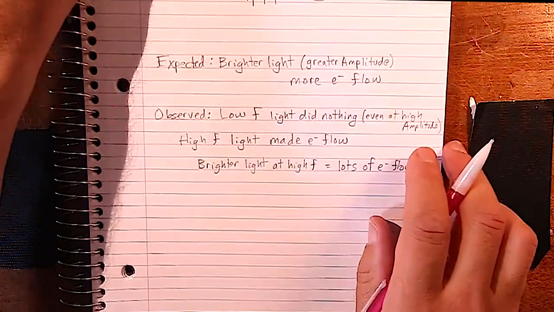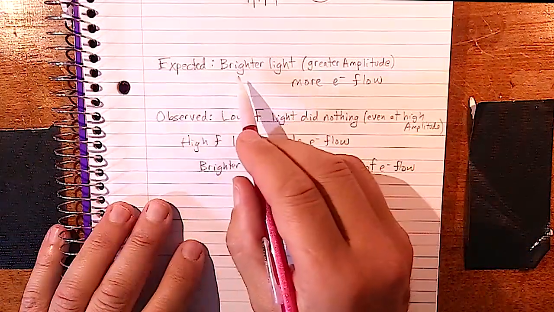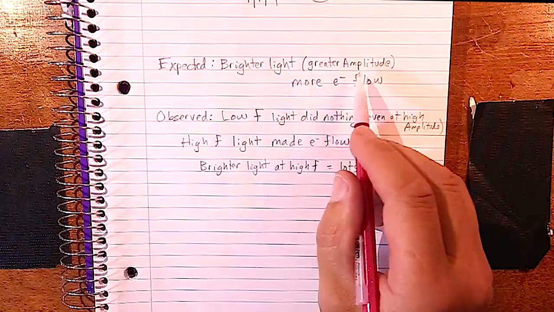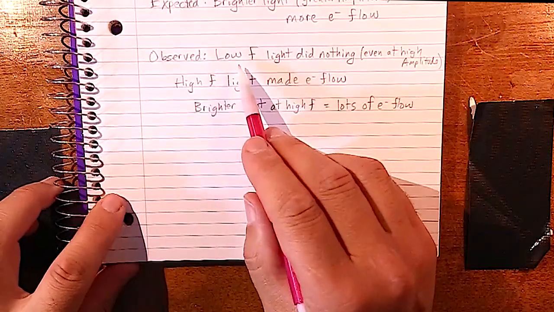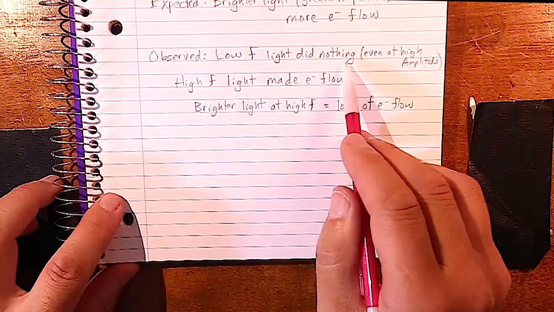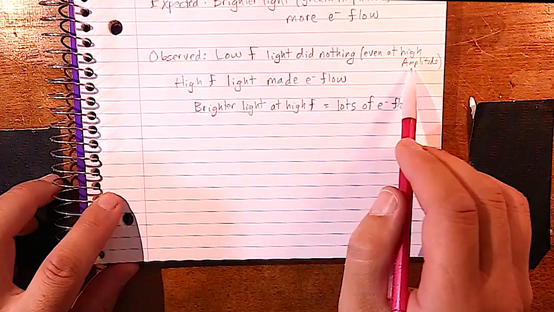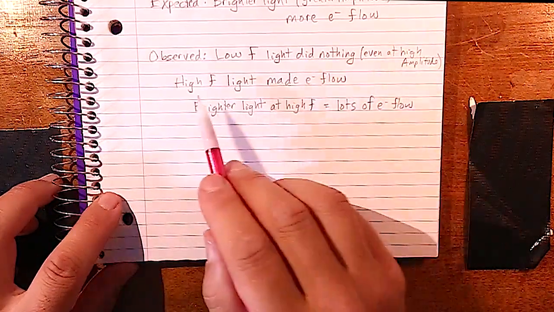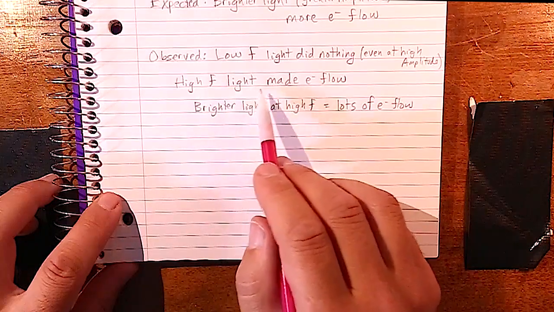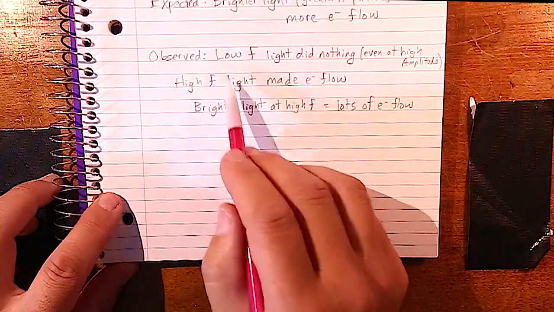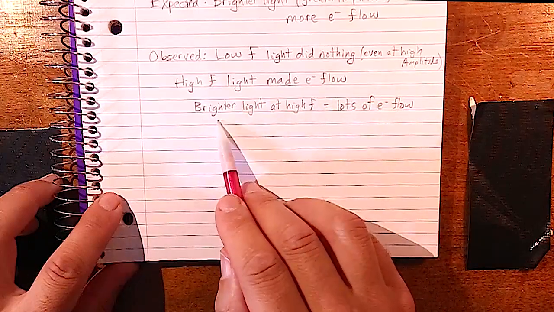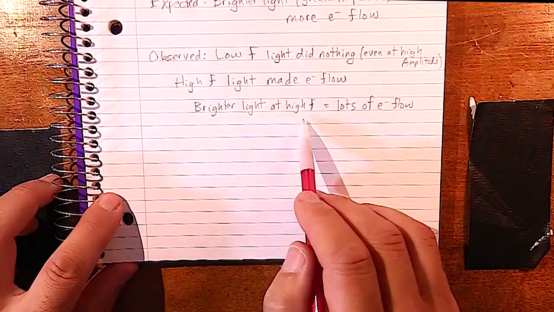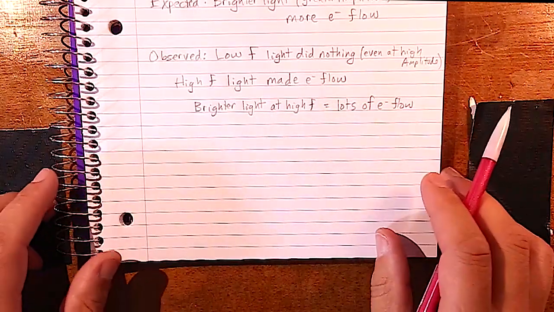So let's look at the expectation. That brighter light, greater amplitude, would make more electrons flow. But the observation was that low frequency light did nothing, even when it was at a high amplitude. However, high frequency light made the electrons flow. But if there wasn't much of it, not much was flowing. But brighter light at a high frequency meant lots of electrons were flowing.